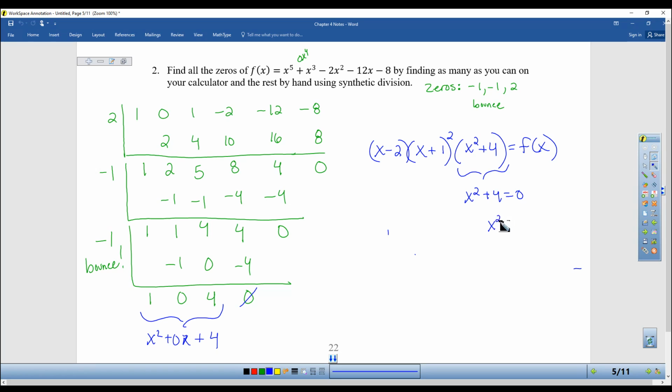There's no x term. So whenever there's no x term, I can use this shortcut method of just solving. x is equal to plus or minus, don't forget your plus or minus, the square root of -4. x is equal to plus or minus 2i. And those are my last 2 answers.